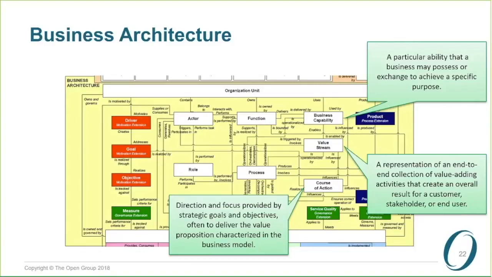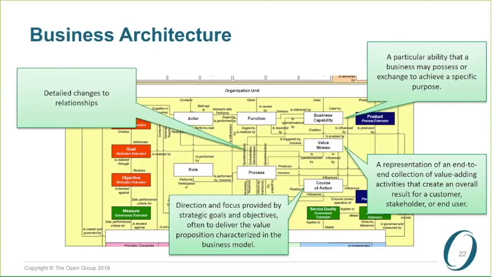So you see we've now put in lots of changes to relationships, for example, linking course of action to goal, value stream to goal, business capability to function, value stream to business capability, actors to value streams. So there's been a lot of thought gone into the mapping of the work that we've done in phases A and B on business architecture.